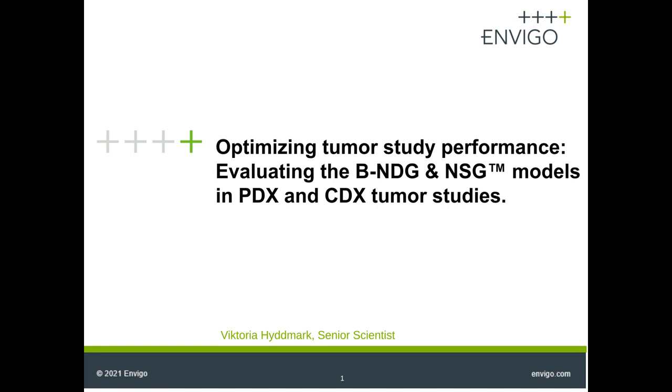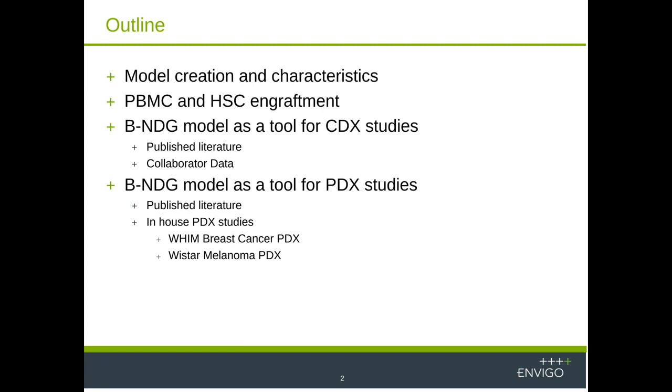Thank you so much for that introduction, and thank you to everybody online who has joined in today. As mentioned, I will be presenting on optimizing tumor study performance, evaluating the B-NDG and NSG models in PDX and CDX tumor studies. So an overview of today's presentation, I will start with going over an overview of how the B-NDG model was created and some of its characteristics. Then we will look at some humanization data utilizing PBMCs and HSCs in the B-NDG model. And then for the meat of the presentation, we'll look at how the B-NDG model performs in supporting the growth of tumor cell lines, as well as patient-derived xenografts, and how the growth rate compares between the B-NDG model and the NSG model.